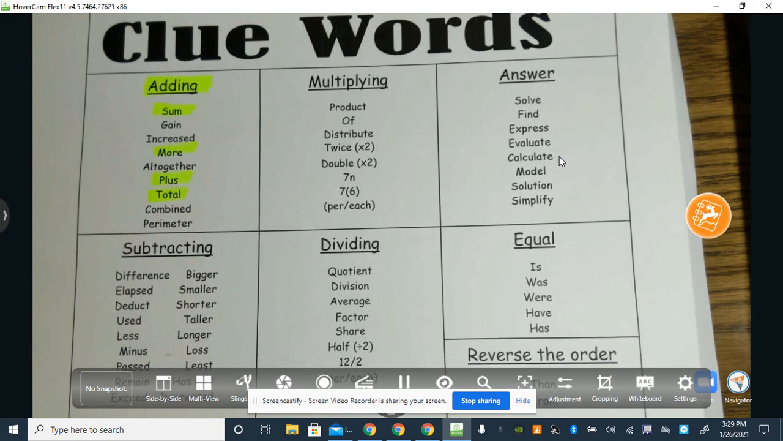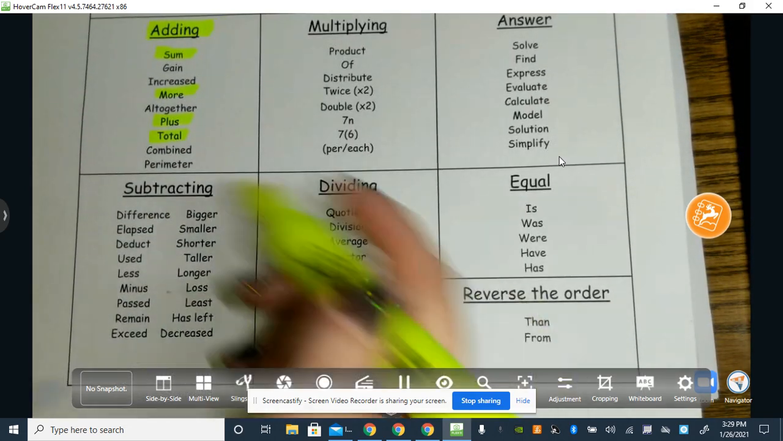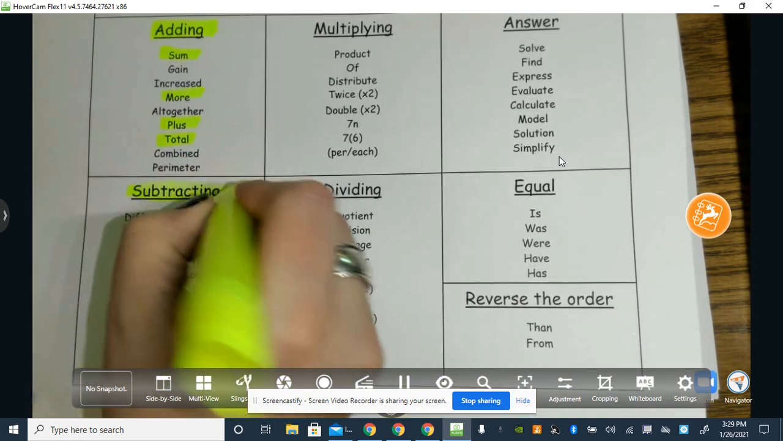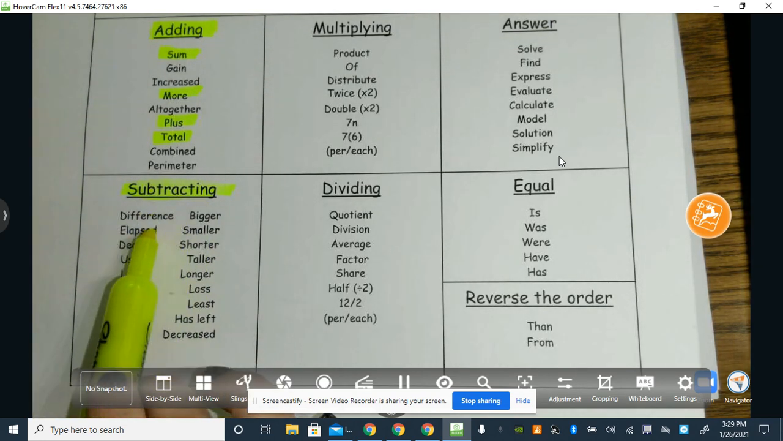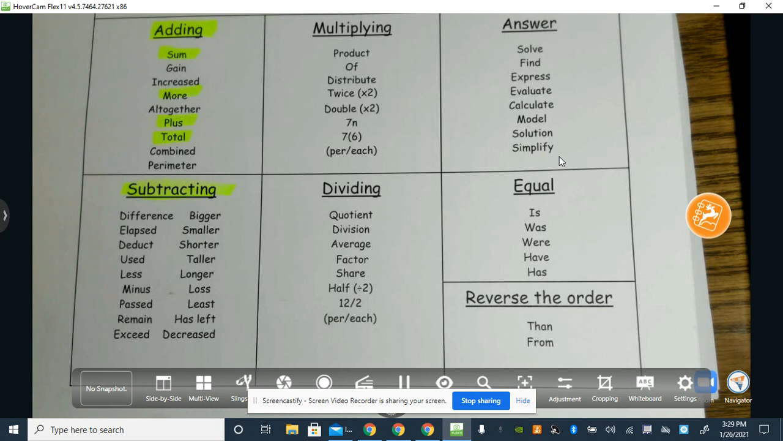Okay, now we're going to look at subtracting. This has 18 words, so it's a lot bigger of a list: difference, elapsed, deducted, used, less, minus, past, remained, exceed, bigger, smaller, shorter, taller, longer, lost, least, has left, or decreased.